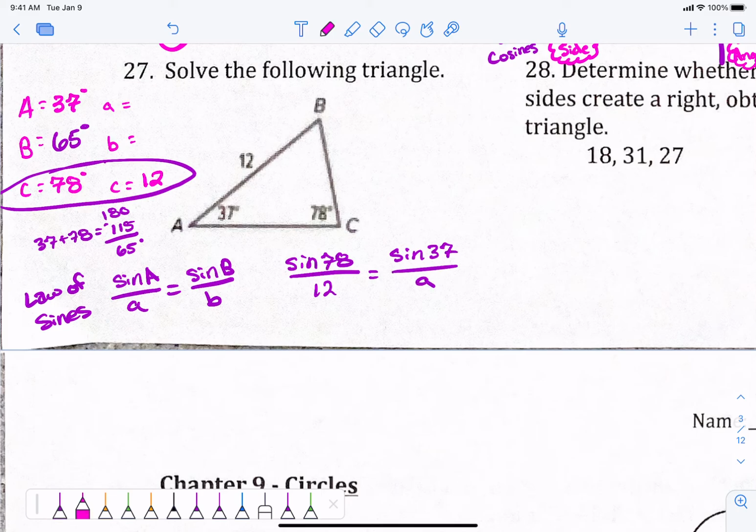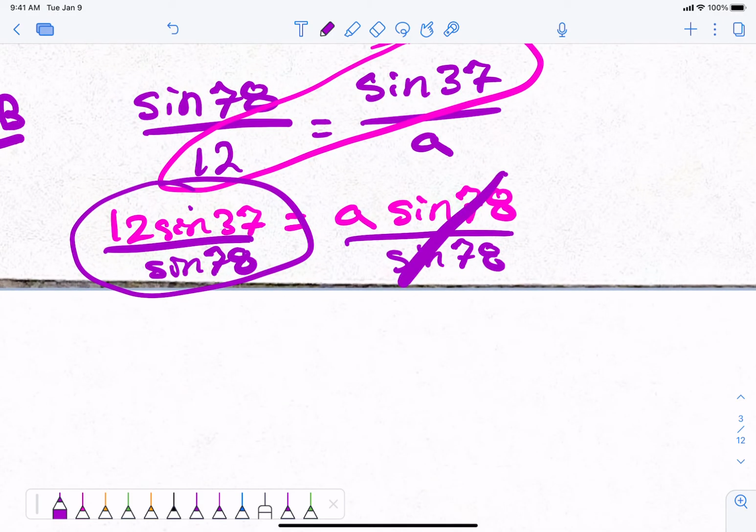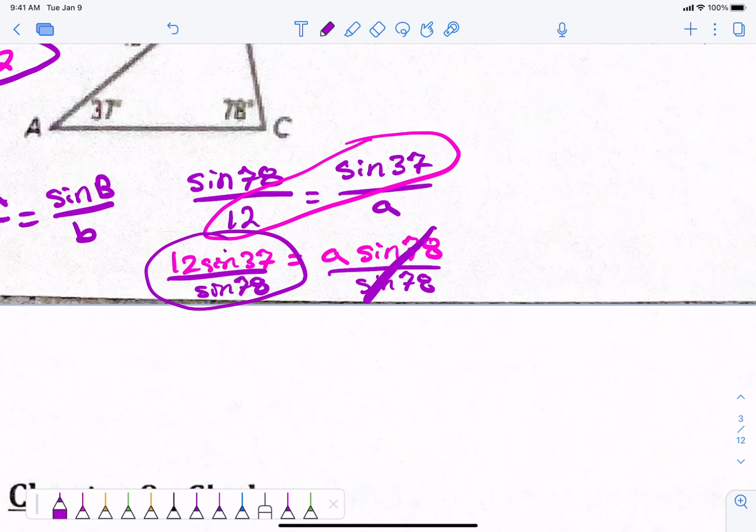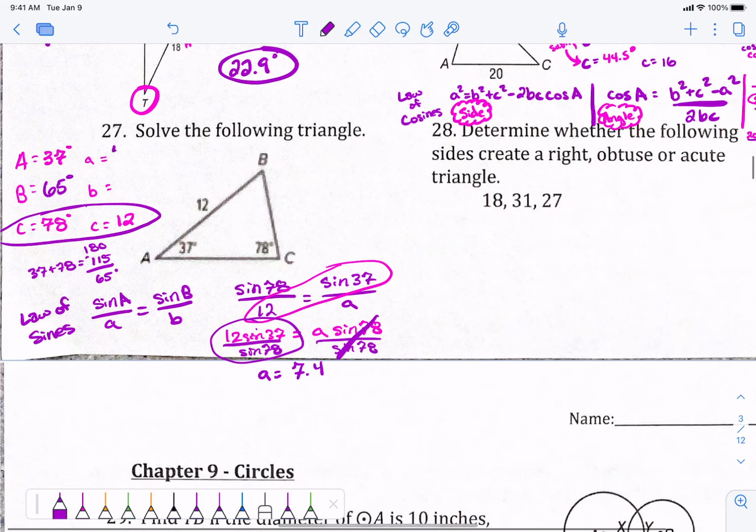So we've got 12 sine of 37 equals a times sine of 78, and then divide by sine of 78. What does this come out to be? 12 sine of 37 divided by sine of 78 is 7.4. I rounded down earlier, my bad.